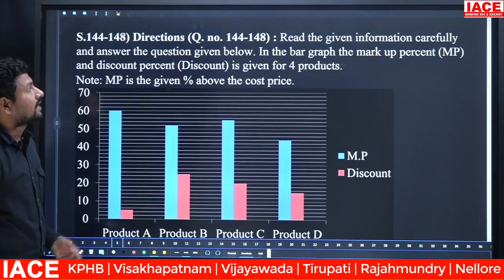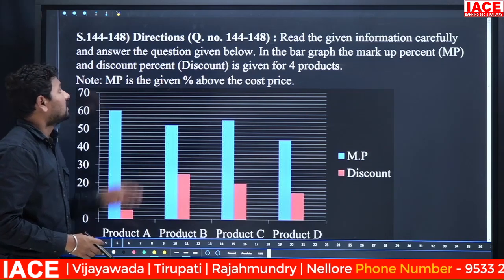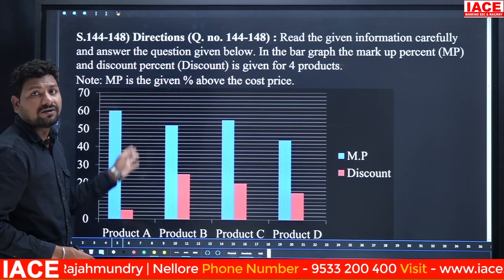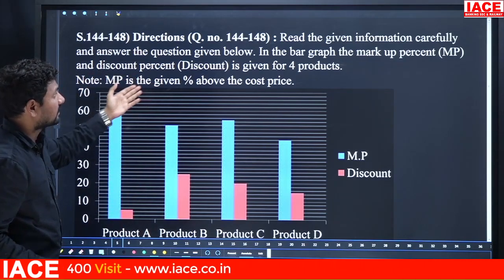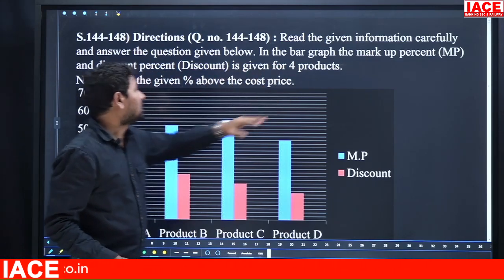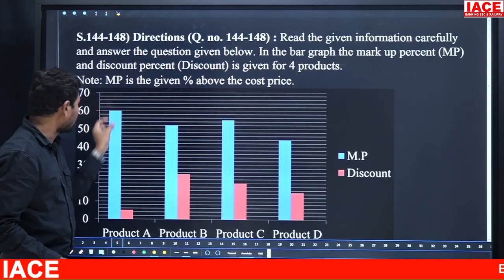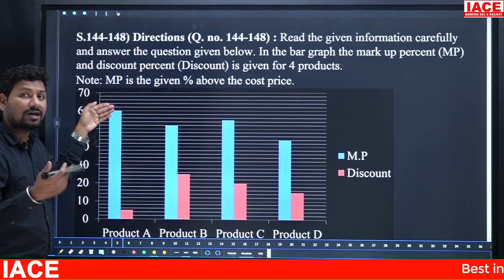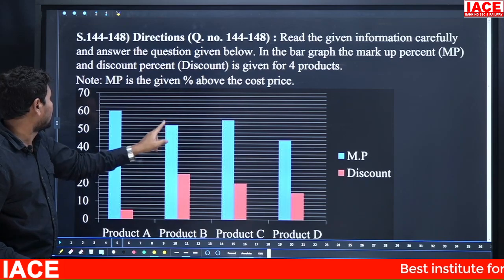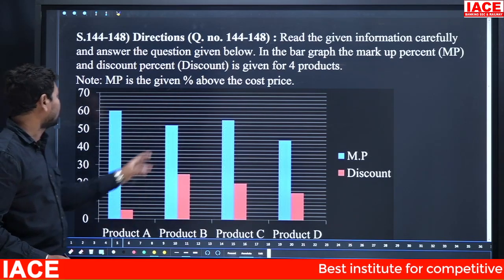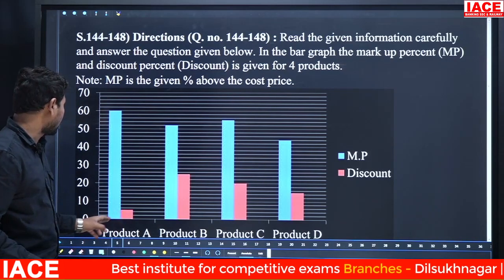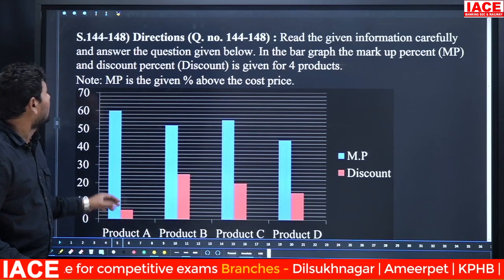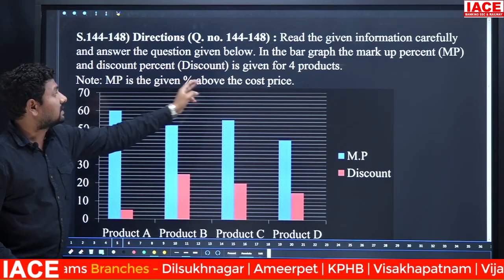Next we have a bar diagram. It is based on market price, discount, selling price, cost price, and profit. There are 4 products. In the bar graph, the markup percentage is mentioned. This is the markup percentage. 60% is marked up on cost price, and 52% is marked up here on the cost price. The red color belongs to discount. The discount here is 5%, and MP is the given percentage above the cost price.